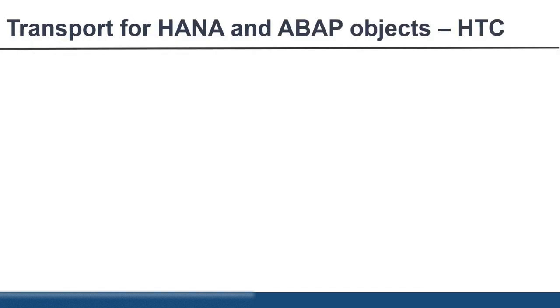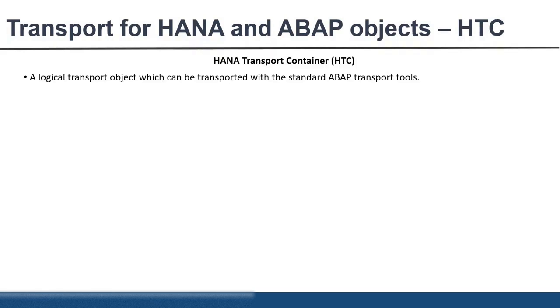So here are some details about HTC, HANA Transport Container, which you can use for transporting HANA objects as well as ABAP objects together from one system to another. So HTC is a logical transport object which you can use or which can be transported with standard ABAP transport tools.